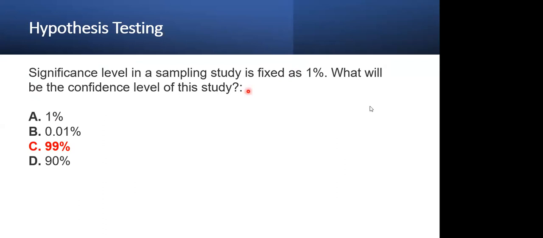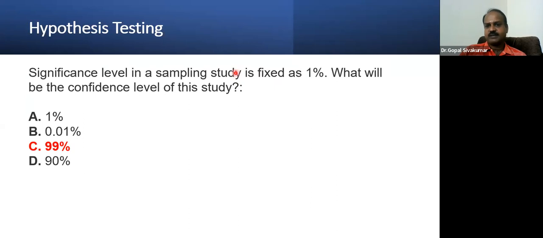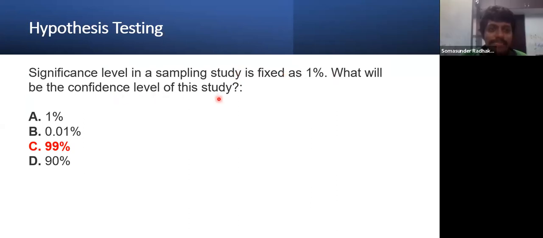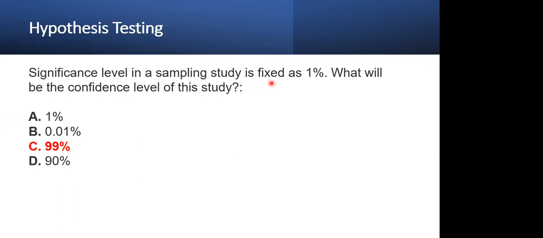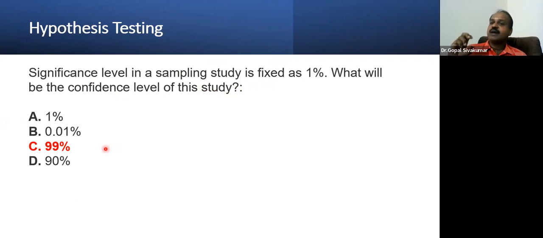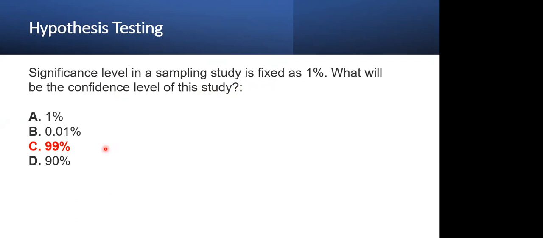Significance level in a sampling study is fixed as 1%. What will be the confidence level of this study? 99%. Now, what are the other possible statements giving the same meaning? Level of significance 1% means 99% confidence level. If 5% is there, then 95% will be the confidence level. Right? Very good.